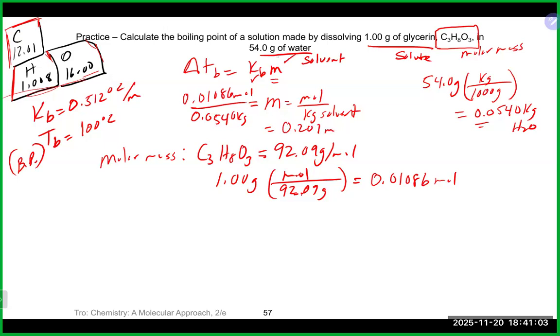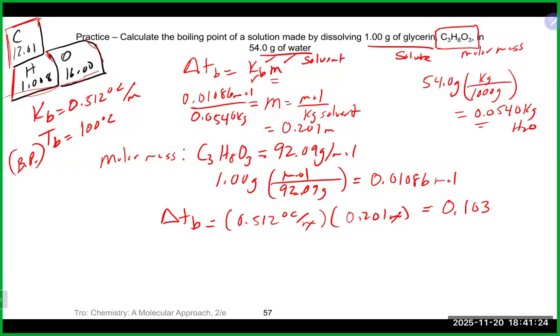Now we have the molality, and obviously we have the Kb, so we can find our change in boiling point temperature as 0.512, which is our constant, times the molality we just calculated. Molality will cancel. That's going to get us 0.103 degrees Celsius. A reminder that this is not the answer, as that is just the change in the boiling point temperature, not the actual boiling point temperature, because it needs to be elevated from 100 degrees.